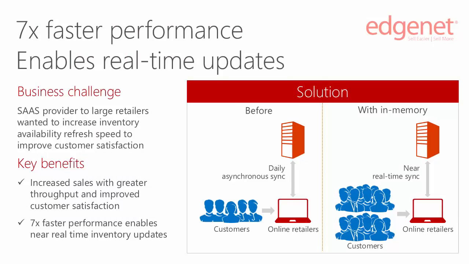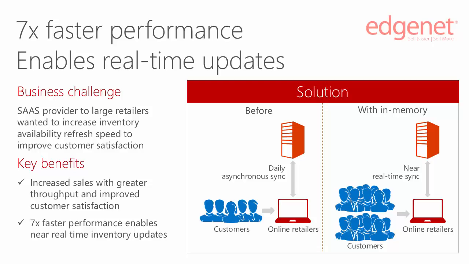EdgeNet is a software-as-a-service provider that provides the decision buying guide with specific product recommendations for online retail storefronts for many large retailers. Given the sheer volume of inventory they are managing across their retailers, they were in the past only able to accommodate daily inventory refreshes, which led to some customer dissatisfaction situations. Customers could be presented with an ideal product based on the decision buying guide and not have it be available for purchase, as inventory was only updated daily.